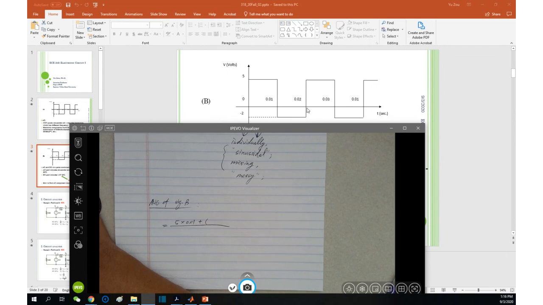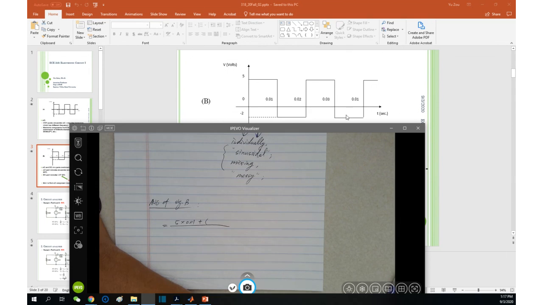And after 0.02 second, what happened is the beginning of the second cycle, isn't it? So this is a periodic square wave. So how to find the average value? We just find the average value over one full cycle. That's enough, right? One full cycle, what's the cycle? Just 0.02 second, isn't it?